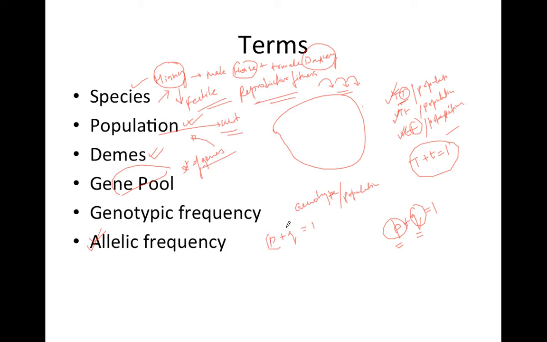So if we square both the sides, we should get p square plus 2pq plus q square, and this also should be 1, right? Now what is this p square? This p square is capital T capital T. This 2pq is capital T small t, and this q square is small t small t. Okay, so this is the basic idea of population genetics which we are going to explore today.